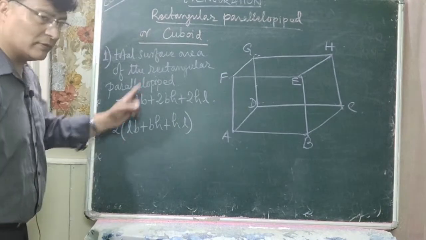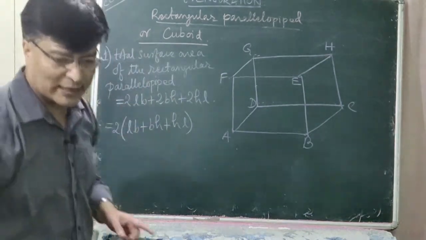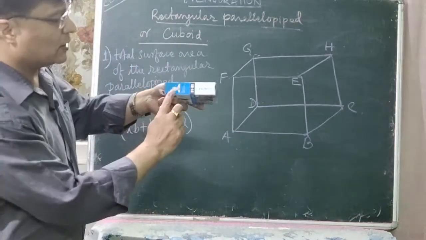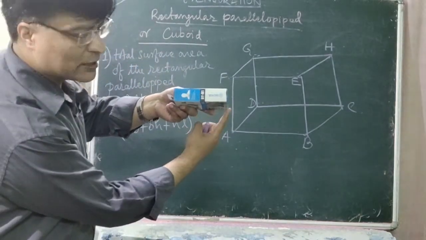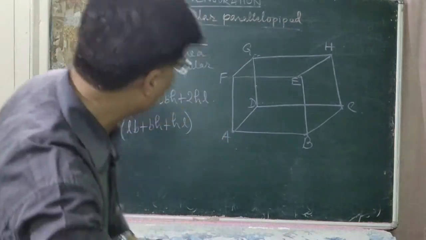तो L भने के हो? Length of the rectangular parallelepiped. B भने के हो? Breadth of the rectangular parallelepiped. This is the length of the rectangular parallelepiped. This B is the breadth of the rectangular parallelepiped. This H is the height of the rectangular parallelepiped.